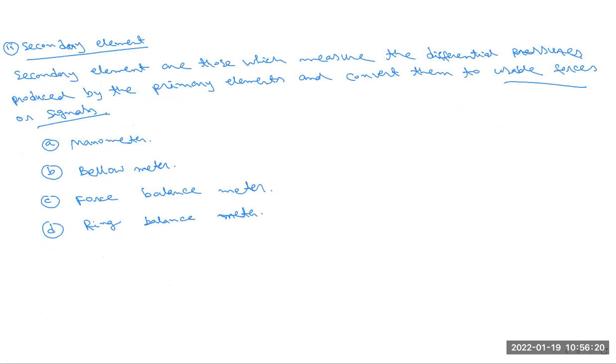And this is the secondary element. The secondary element measures the differential pressures produced by the primary elements and converts them into usable forces or usable signals. So these are the classifications of the secondary element. This is the manometer. Number two is the bellow meter. Number three is the force balance meter, and number four, that is the ring balance meter.